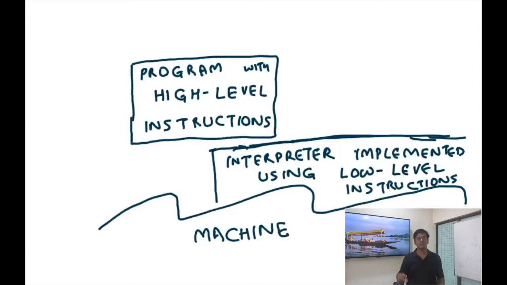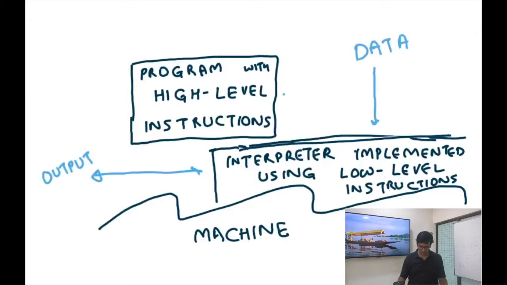Now, because these high-level instructions cannot actually execute directly on the low-level machine, because the low-level machine implements low-level instructions, we need something in the middle, and that something in the middle could be the interpreter. The interpreter itself should be able to execute on the low-level machine, right? So the interpreter itself needs to be implemented using the low-level instructions. But the interpreter should be able to interpret these high-level instructions of the high-level program, of the high-level programming language. Okay, so typically how an interpreter works is it fetches the next instruction from the high-level program, interprets it, executes it, and then moves to the next high-level instruction, and so on.